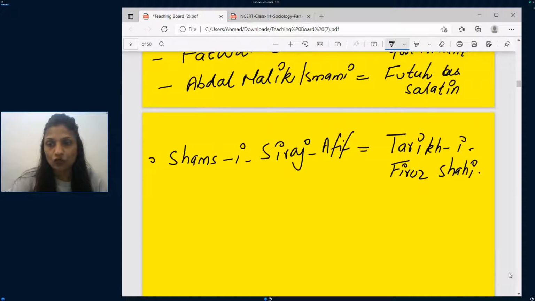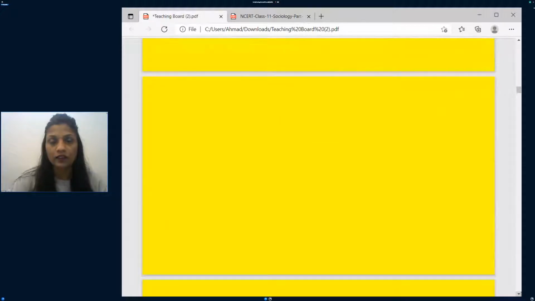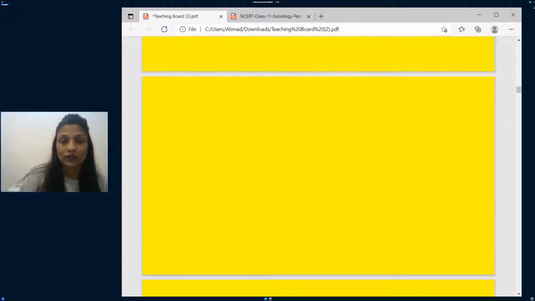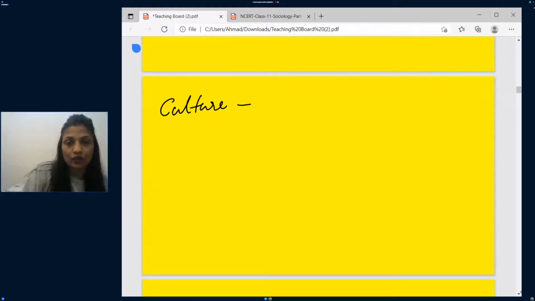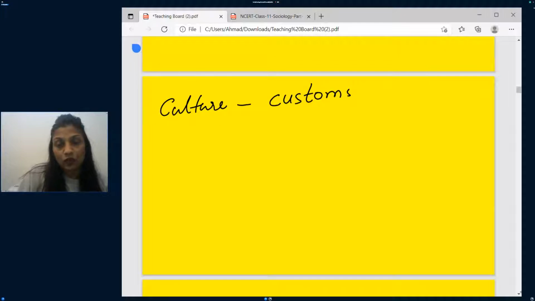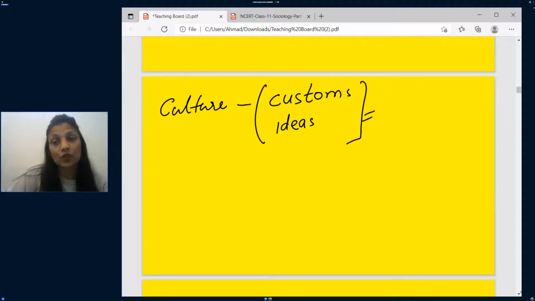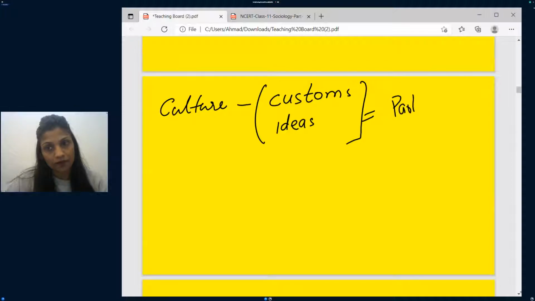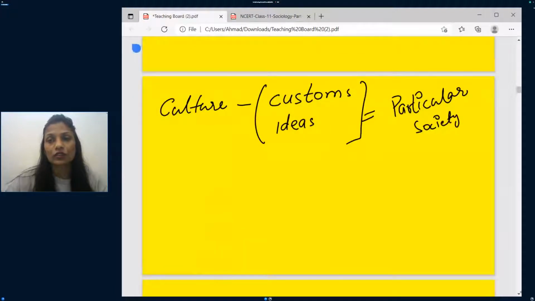Okay, so now try to understand it from the definition which you have given. It says that culture refers to customs. Then you have said ideas. The important point which you have made is that it is of a particular society, or country. So here there are two things which we have to understand.